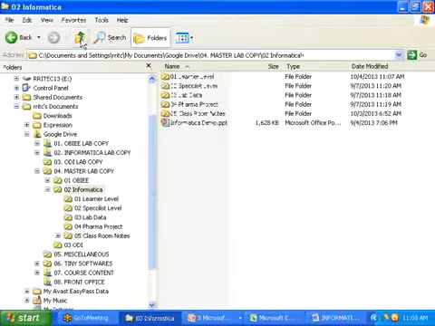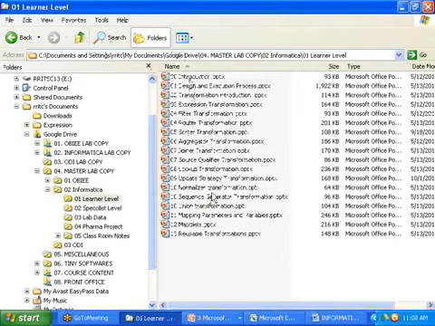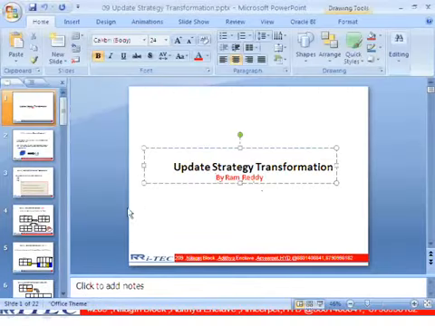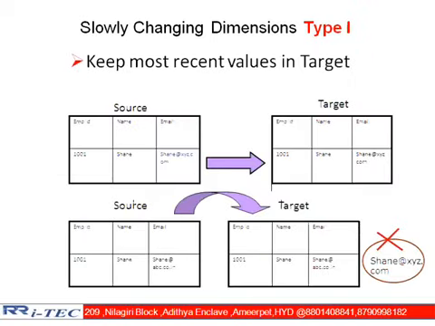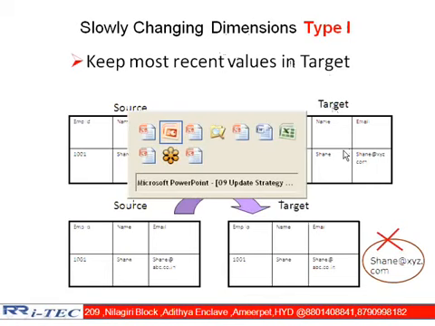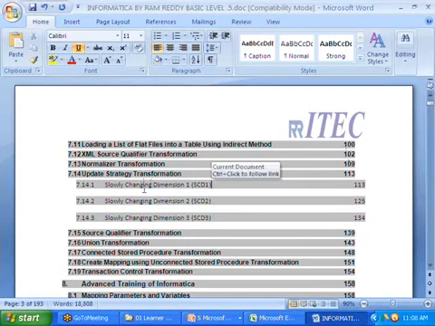Previously we discussed in the learner level, update strategy transformation. We discussed about what, sir? Slowly changing dimension 1, we discussed. How to implement that one live? We are going to explain using the document. Update strategy transformation, another one, what, sir? Slowly changing dimension 1.